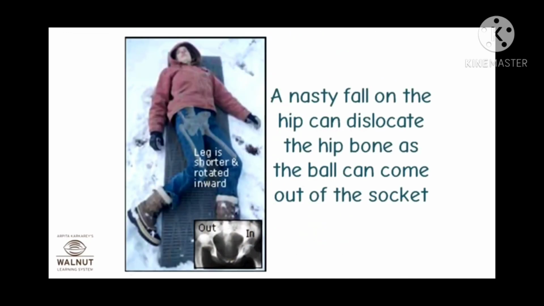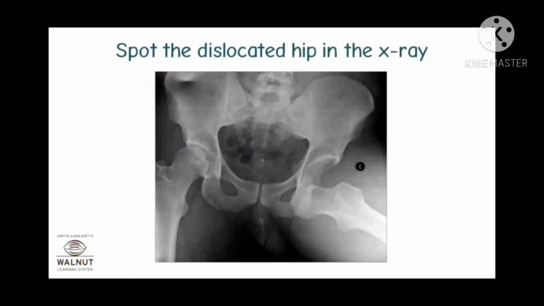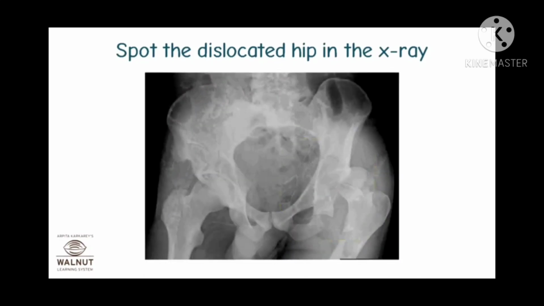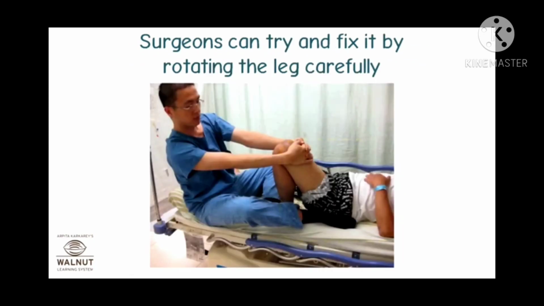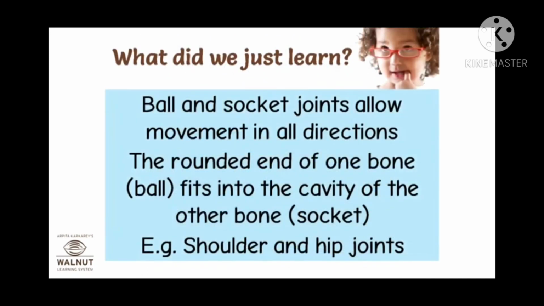A nasty fall on your hip can dislocate the hip bone also, as the ball comes out of the socket, and this can be detected by using X-ray. Spot the dislocated hip in an X-ray. Just observe how it has dislocated, and the surgeons can try and fix it by rotating the leg carefully.